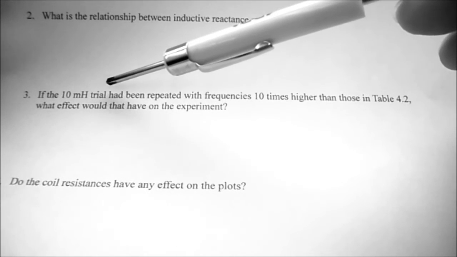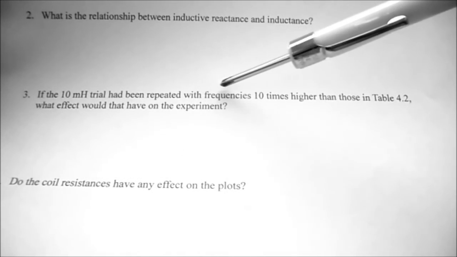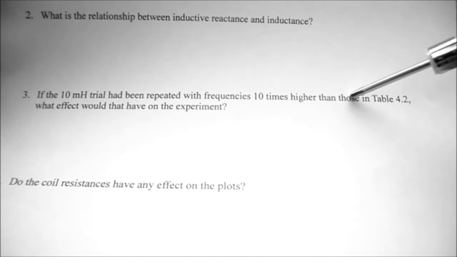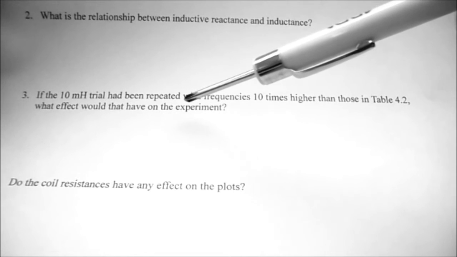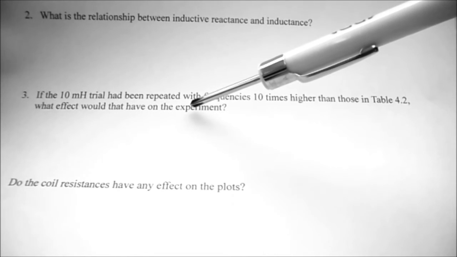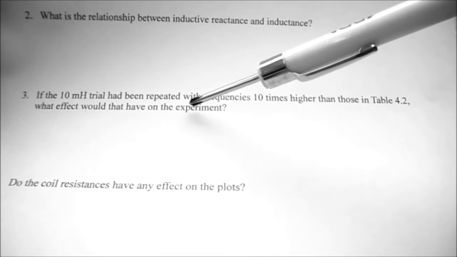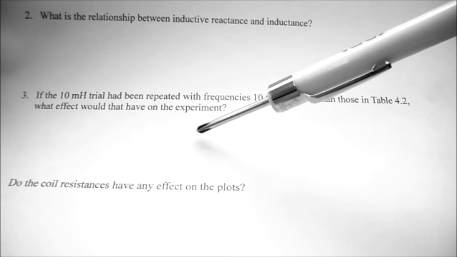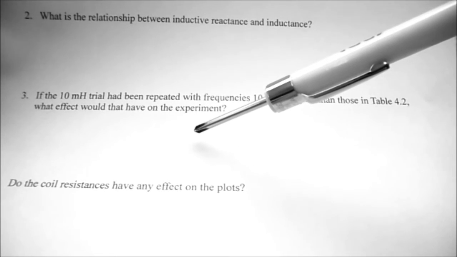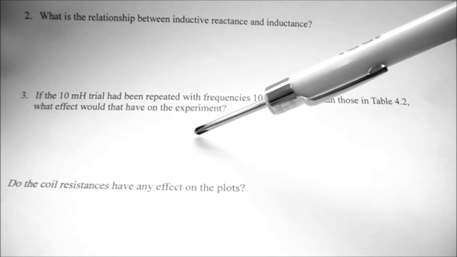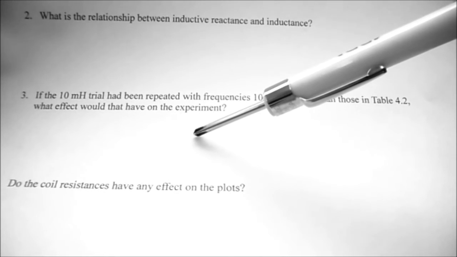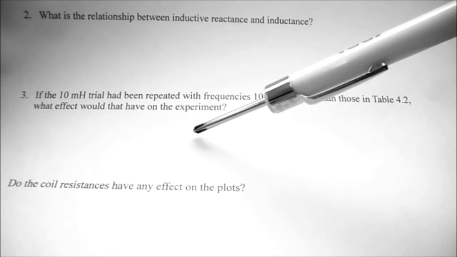If the 10 millihenry trial had been repeated with frequencies 10 times higher than those in table 4.2, what effect would that have on the experiment? Well, thinking about it, the chart would have been easier because the frequencies would have been the same for both charts. However, the amount of resistance would change, so we'd need a longer horizontal axis.